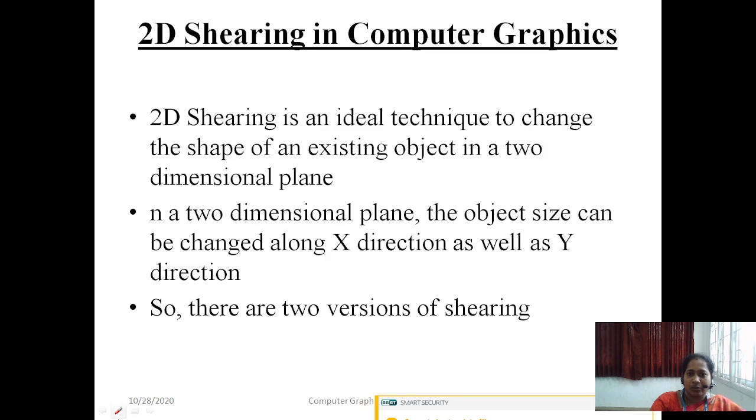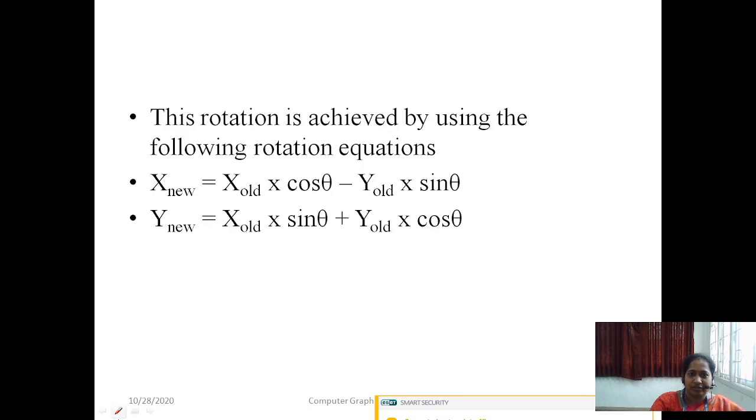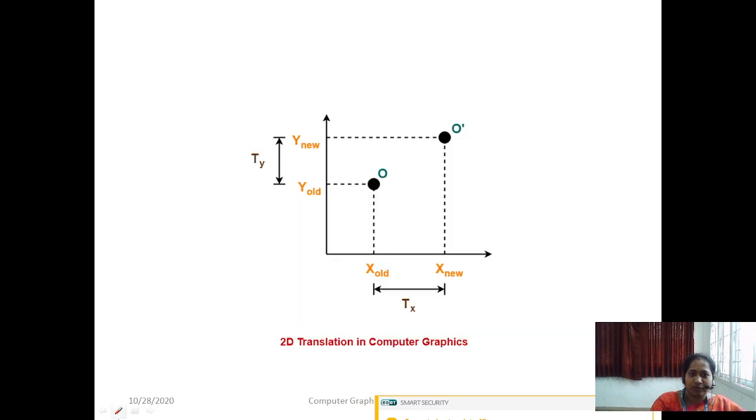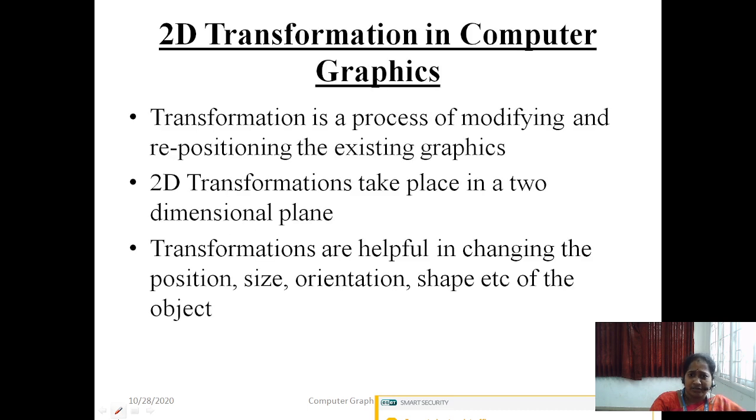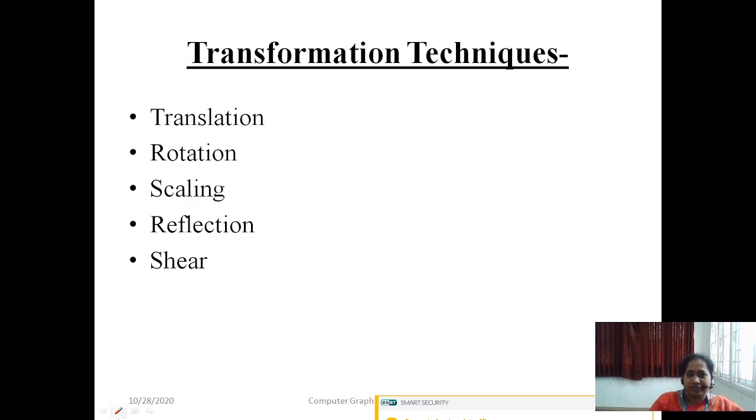Okay, that's all about our 2D transformation techniques. Till now we discussed what is meant by transformation, 2D transformation. What is meant by transformation? A transformation is the process of modifying and repositioning the existing object. Next we discussed translation, rotation, scaling, reflection and shearing. These things we discussed in this class.